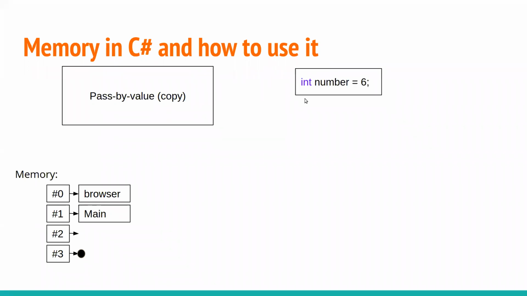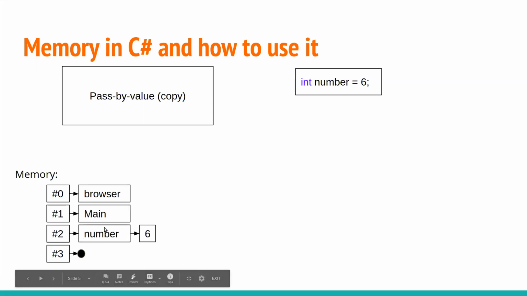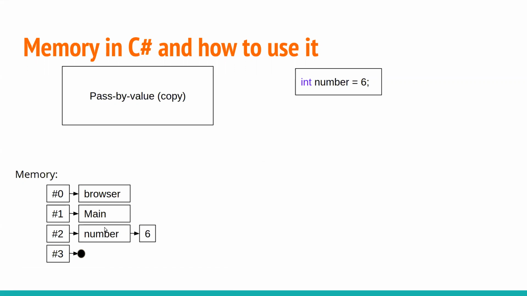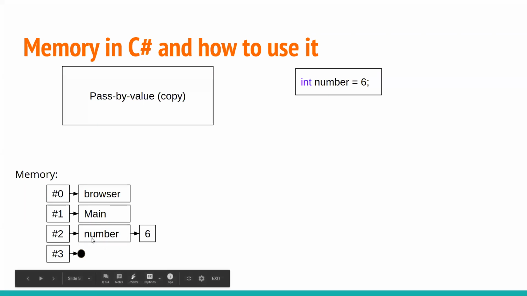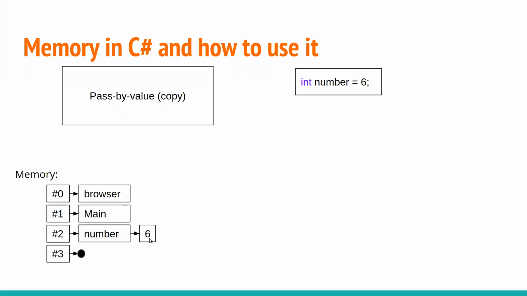So let's take this first line. int number equals 6. What does that do? It finds an empty address space that is able to hold an integer. It says, all right, the word number is pointing to this address space, and it holds the number 6 there.